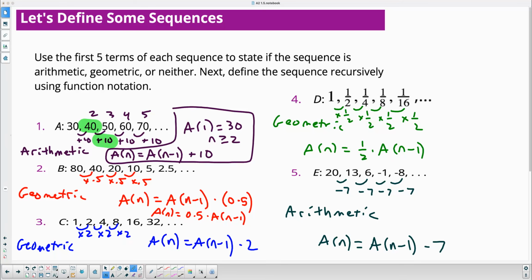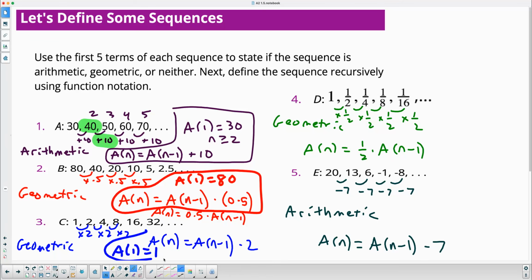So if I go to this one here, let's put our first term. Oops, let's stay in red. First term would be 80. So there's that. If I go over here, my first term is 1. If I go over here, first term would be 1.